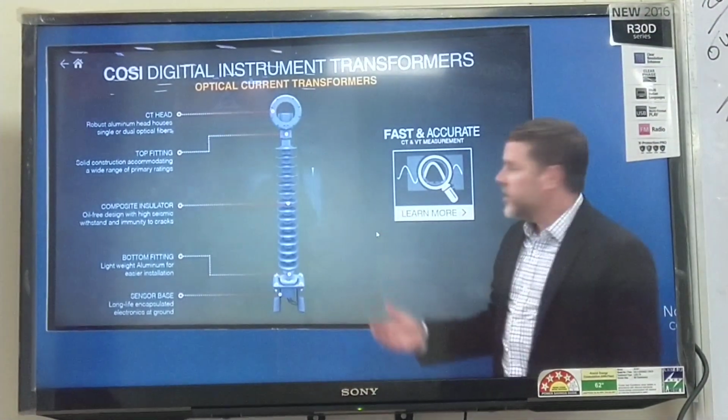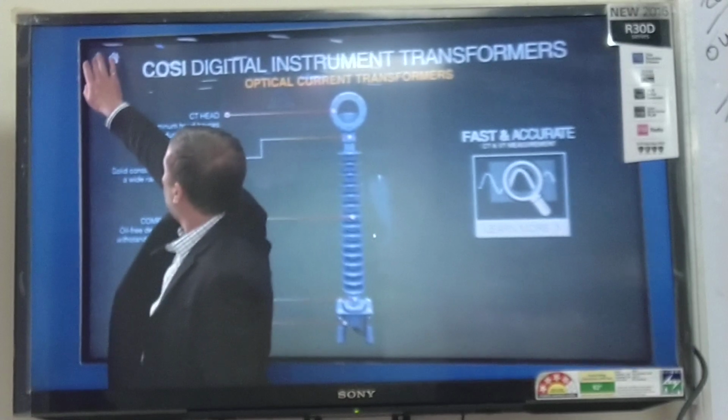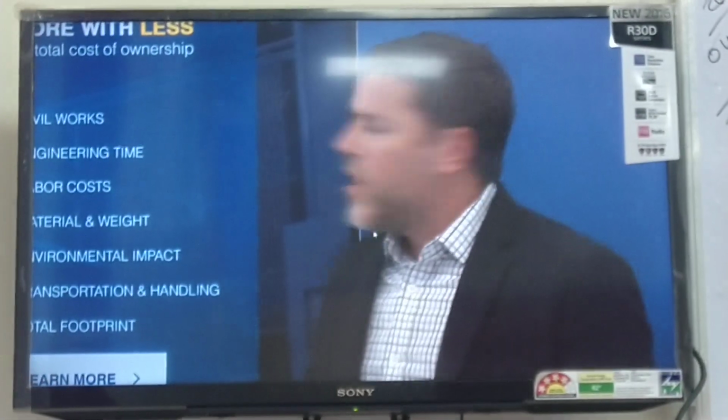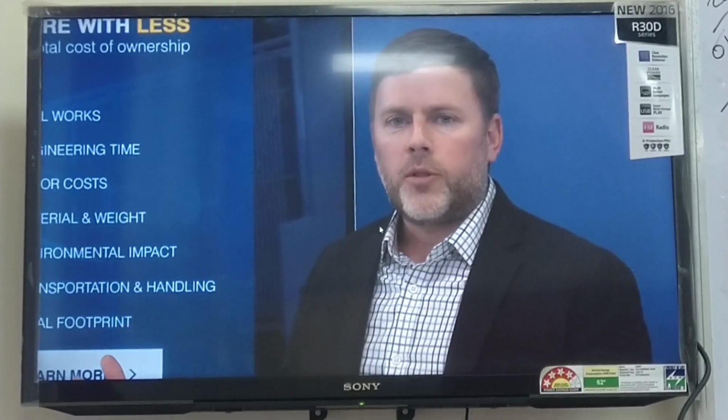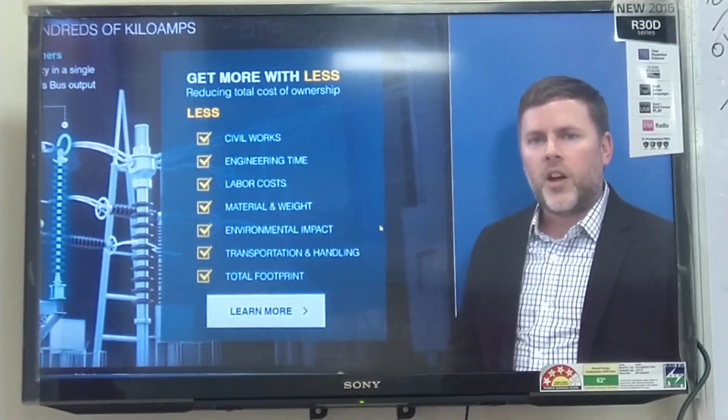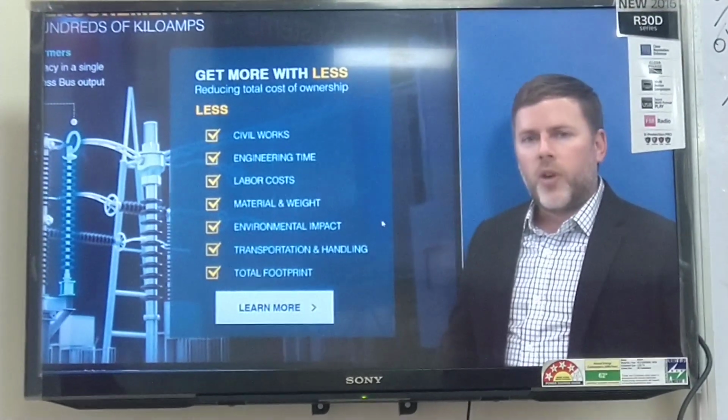Where do we use optical CTs? Well, quite often they're used in scenarios where they have to make a measurement that can't be done with conventional instrument transformers. One example here in North America was with nuclear operators.